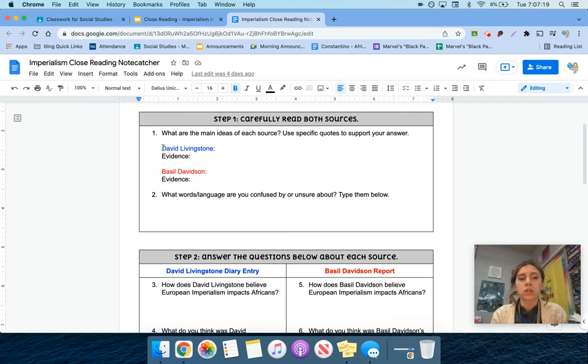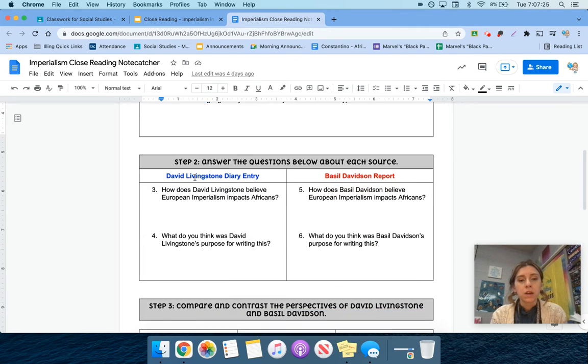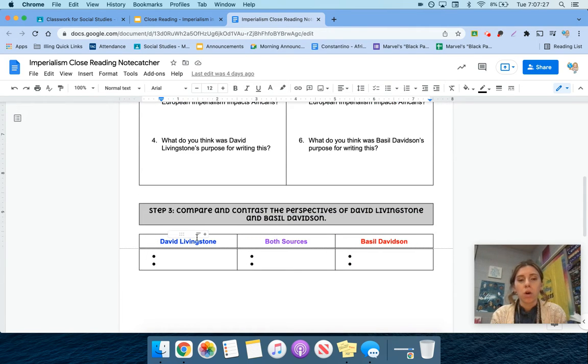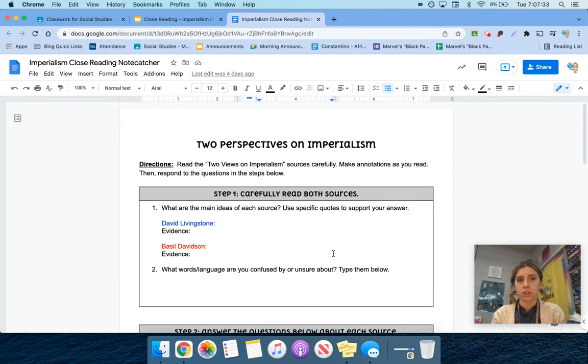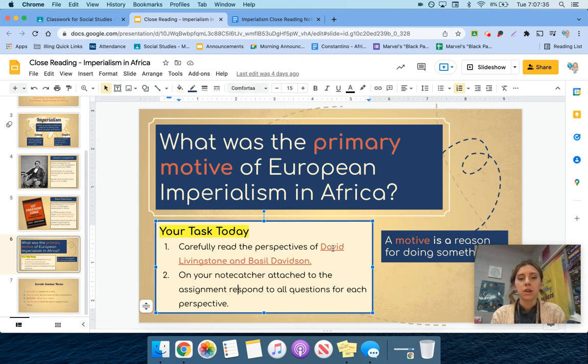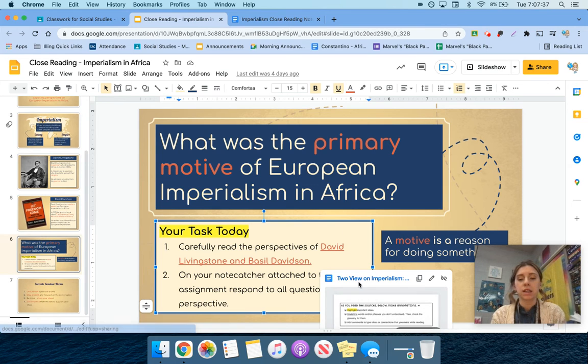You'll notice there are questions specific to David Livingstone in blue and questions specific to Basil Davidson in red. You're going to want to make sure you answer all of these, and you'll see at the bottom, you kind of have like a Venn diagram where you're going to compare and contrast them. So again, this is your worksheet that you're completing today. You are getting the perspectives by clicking this link right here.